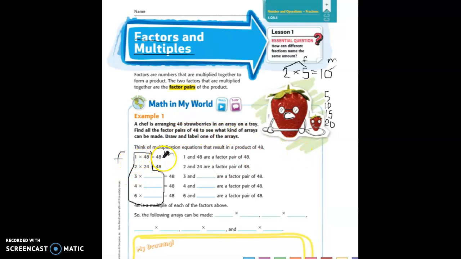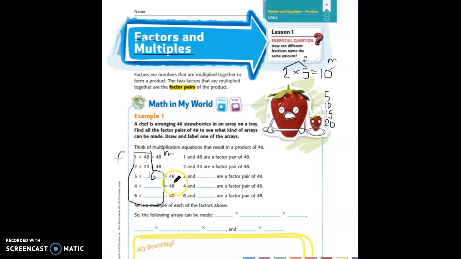Okay, so we've got 1 times 48 equals 48. 2 times 24 equals 48. And 3 times something gives us 48. If we count by threes, or we divide 48 divided by 3, either one, we'll get 16. 3 times 16 is 48, so this is another factor pair, and 3 is a factor, and 16 is a factor. If you get a remainder when you're dividing, or if you don't say 48 when you're counting by threes, then 3 would not be a factor of 48.